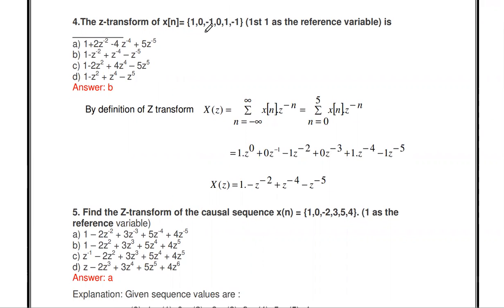Okay, so the next one: the z transform of the sequence x of n is equal to 1 comma 0 minus 1 0 1 minus 1, with the first one as a reference variable. So here the arrow will be given. This is the given sequence.